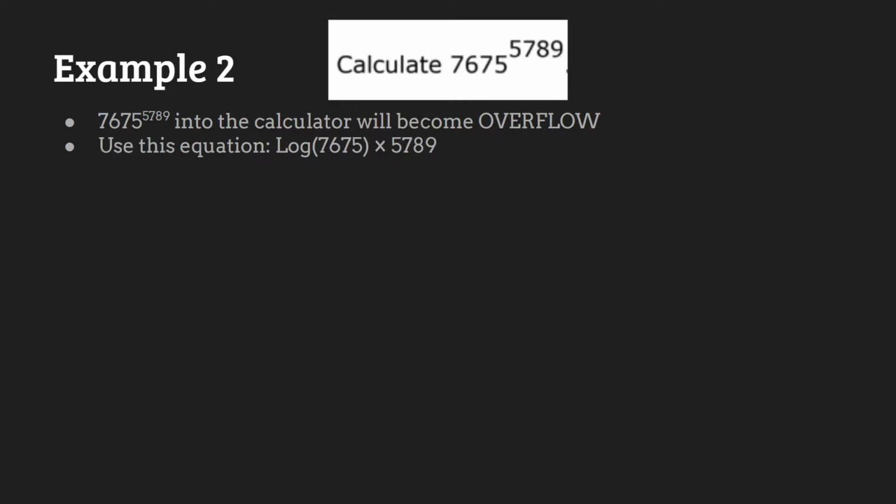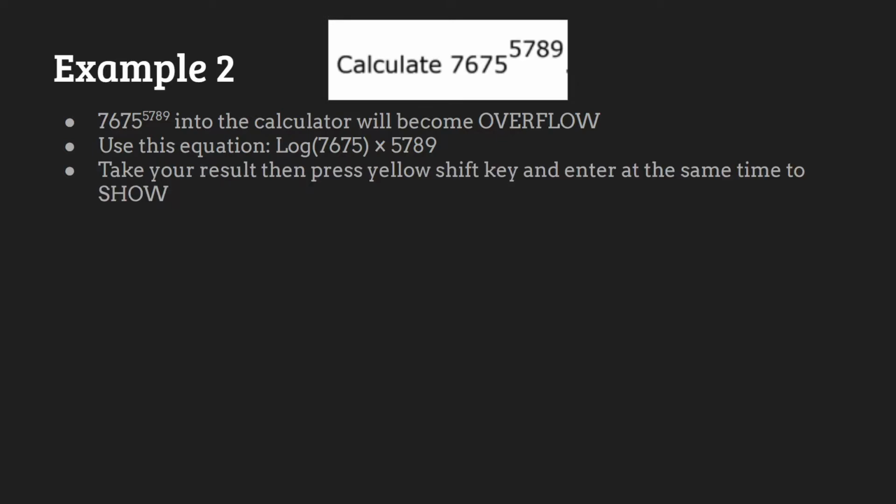Alright, our second example, 7,675 to the 5,789th power. Again, this will be overflow, which is going to be 1.00 times 10 to the 500th. We're going to use this equation. Remember, the whole number goes into the log, and we're going to multiply it by the exponent. So log of 7,675 times 5,789. Remember, you're going to press the yellow shift key and enter at the same time to show.